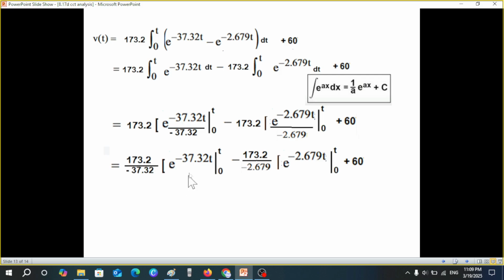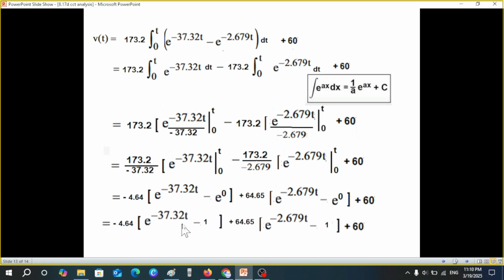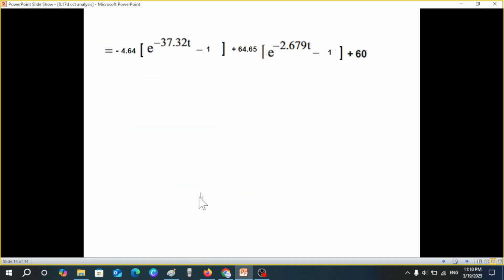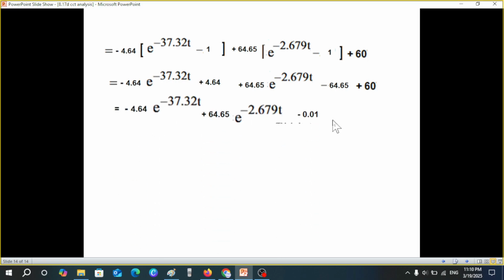And we take the denominator out, both cases. Plugging in the values, so this will be t and this will be minus e to the 0. Similarly here. And we know e to the 0 is 1 for this value. Okay, so we were here, and now we can open the bracket. So this will become 464, and this will become minus 64.65. So adding the constant, we will get this answer.